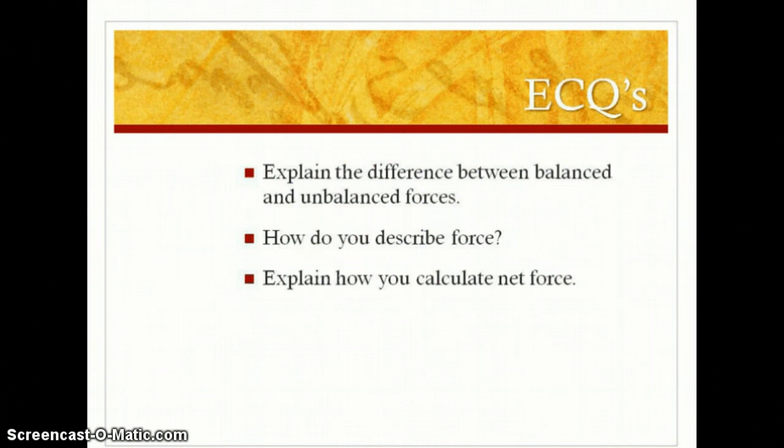Second one, how do you describe force? Tell me in your own words, what is force? And the third one, explain how you calculate net force. What is net force and how do we calculate that?